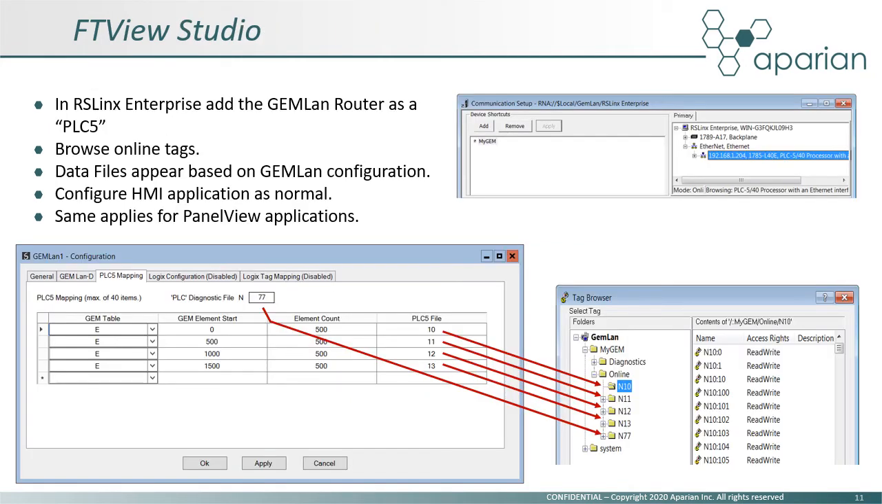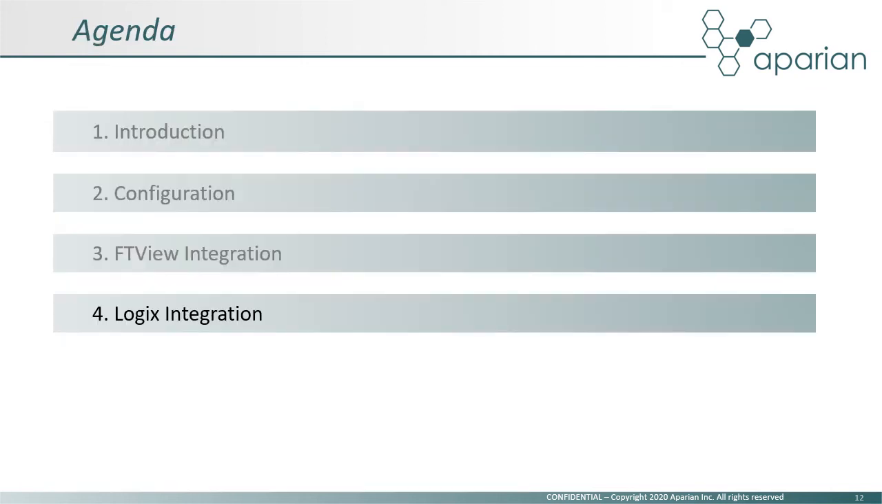In FTView Studio, the user will add the GemLan router to RSLinx Enterprise as a PLC5, allowing the FTView to exchange data with the GemLan router using PLC5 files, for example N9 or F8. In the example, the mapped PLC5 files will translate to GEM80 PLC tables, enabling the FTView HMI to exchange data with the GEM80 PLC. In the following section, we'll discuss how the GemLan router is configured and how Logix is integrated into a solution, allowing the Logix controller to exchange data with the GEM80 PLC.